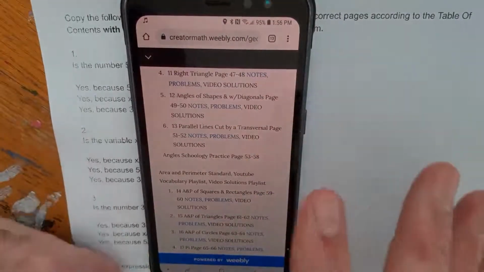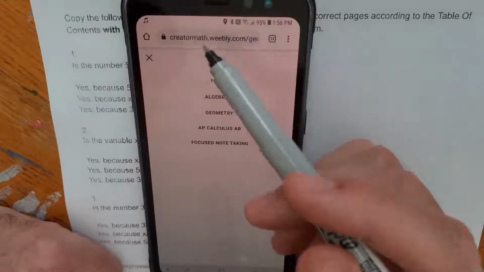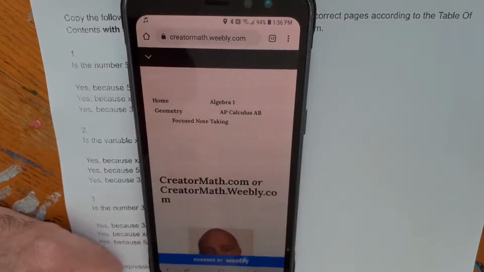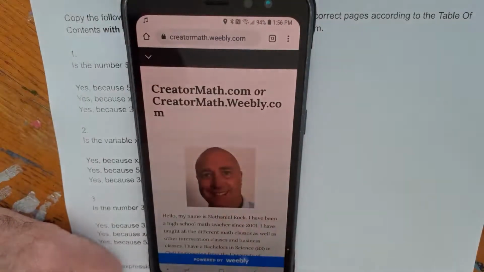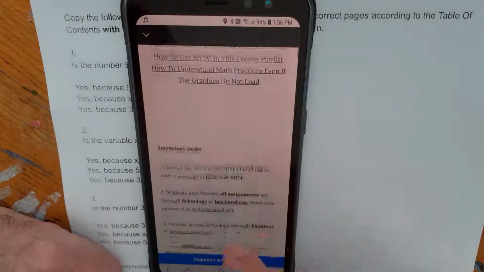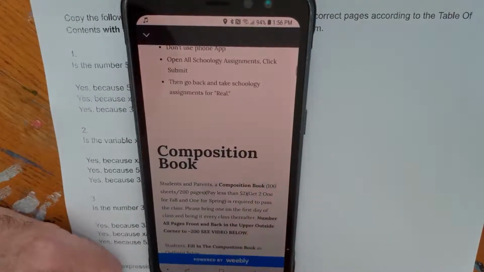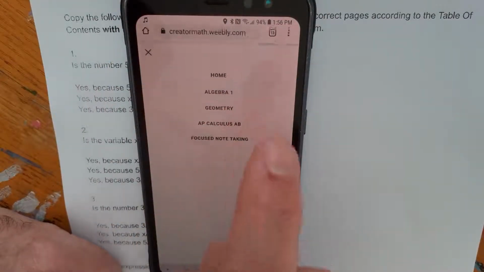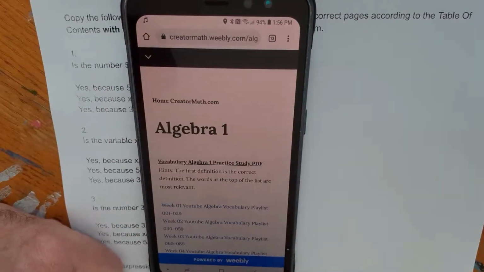There we go. Okay, so here's the website, creatormath.weebly.com. Here's what the home page looks like. All the comp book stuff is down below, under the picture and the words composition book. All right, look there for that. But we're going to go for notes, videos, vocabulary, and problem sets.